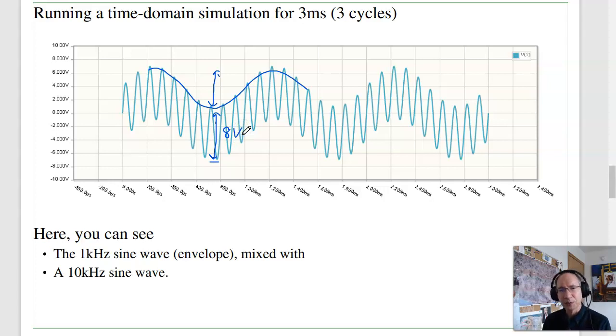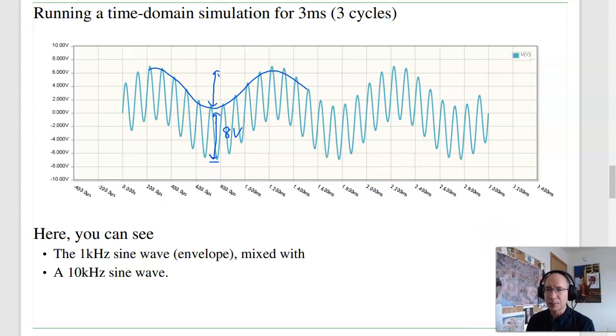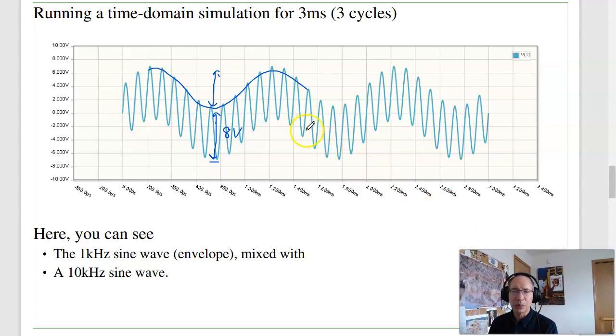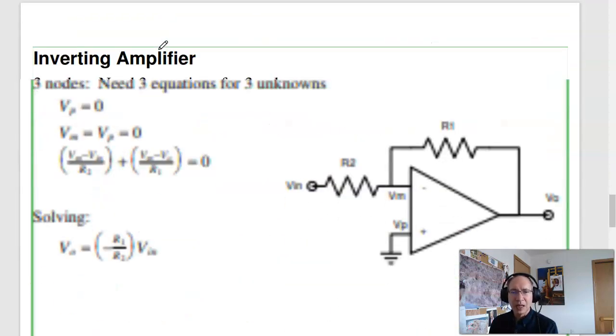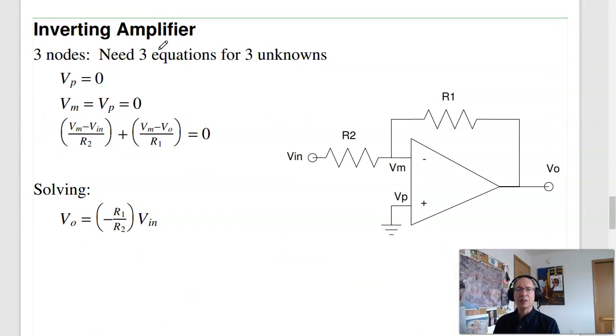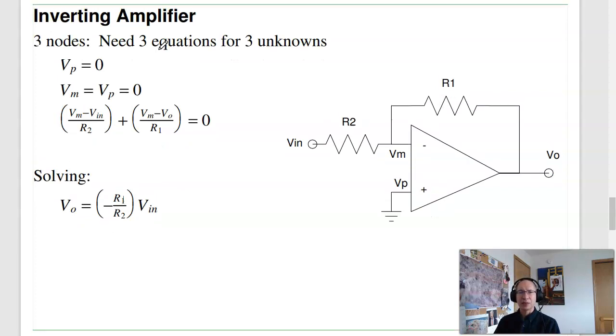The gain is 4. Another trick: if you make the frequencies different enough, you can kind of tell the difference in them. If they're too close, like 1 kilohertz, 2 kilohertz, 3 kilohertz, it's kind of a mess. It's hard to tell. But anyway, that was working. So that's the non-inverting amplifier and the non-inverting summing amplifier.